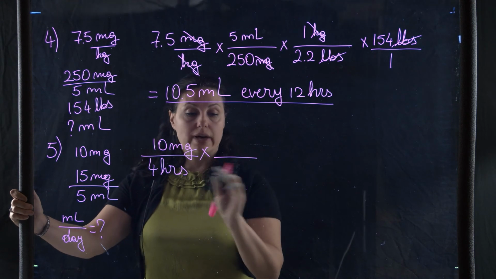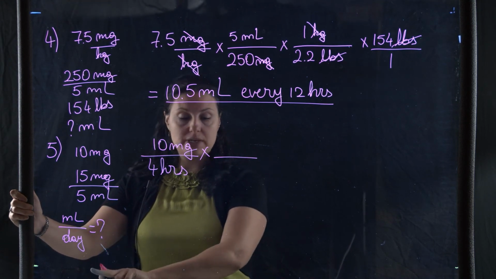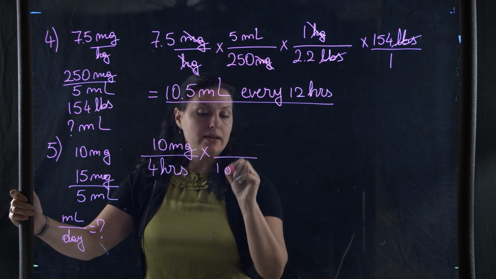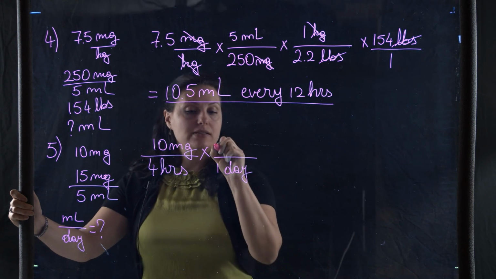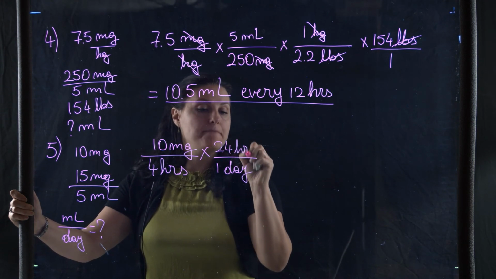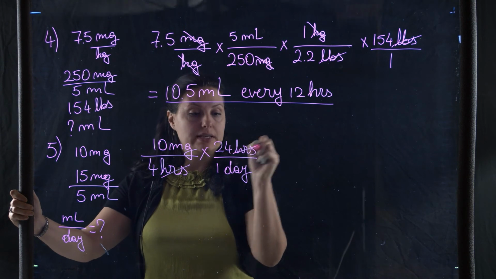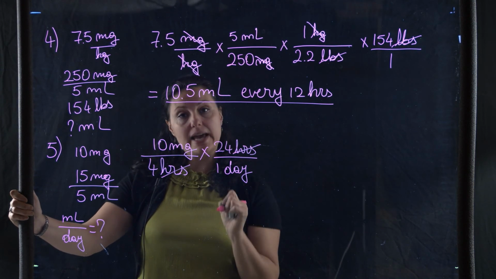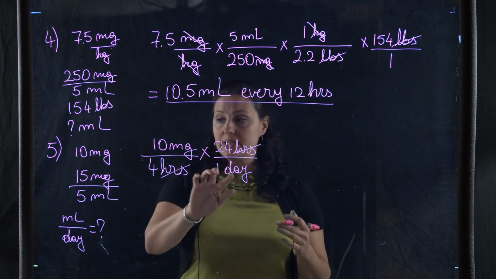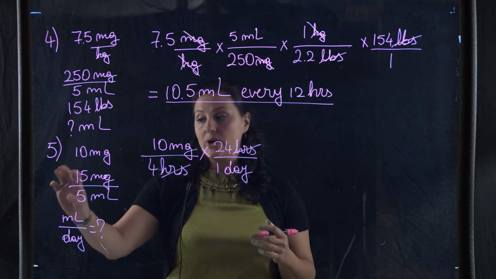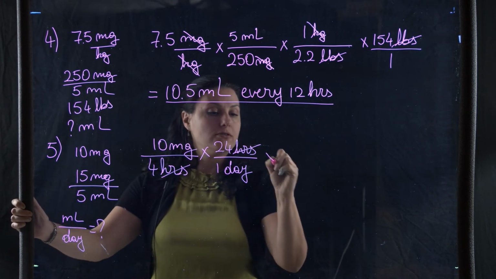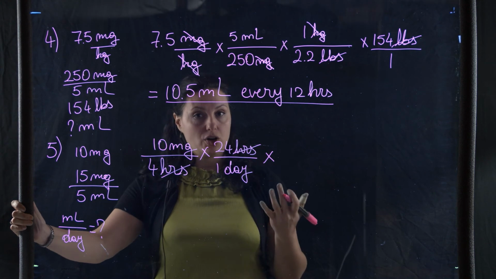I want to have day at the bottom, so milliliters per day. So 1 day has 24 hours. We know that. My hours here will cancel. Now I have milligrams per day, but I don't want milligrams per day. I want milliliters per day. So I need to use this density to convert it to the correct unit.